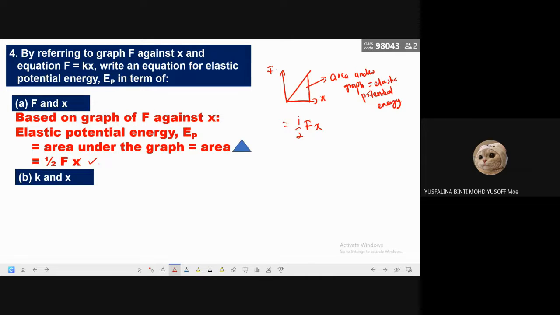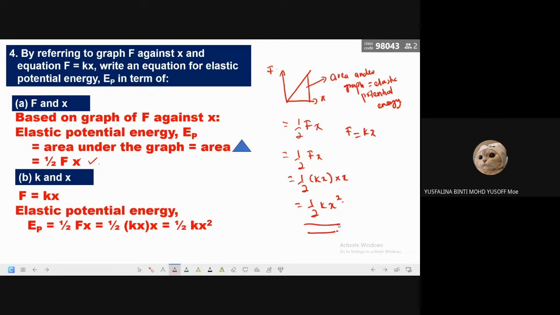But for the next one, if they say in terms of k and x, they didn't give you the force, but they give you the spring constant. So half Fx, and you already know Hooke's law is F equals kx. So if I replace F with kx and multiply, I will get kx squared. So this is the formula, half kx squared, for this one.